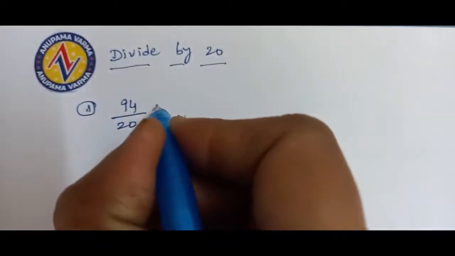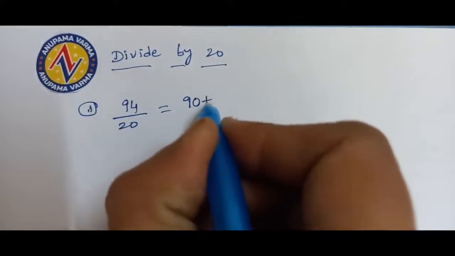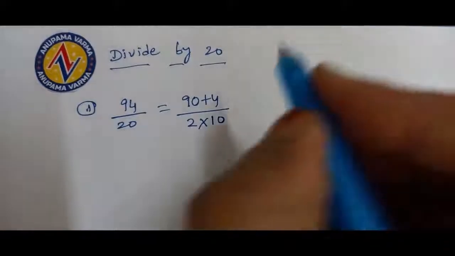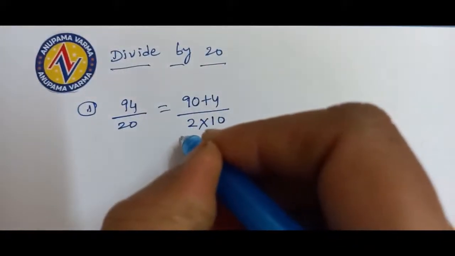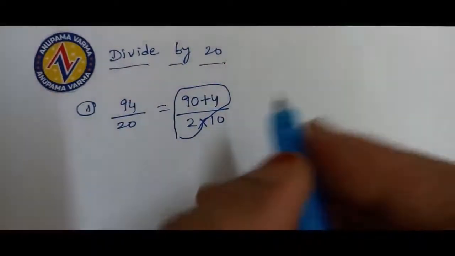94 by 20. This we can write as 90 plus 4, and this denominator we can write as 2 into 10. 94 by 2 is nothing but halving the number. So, half it.